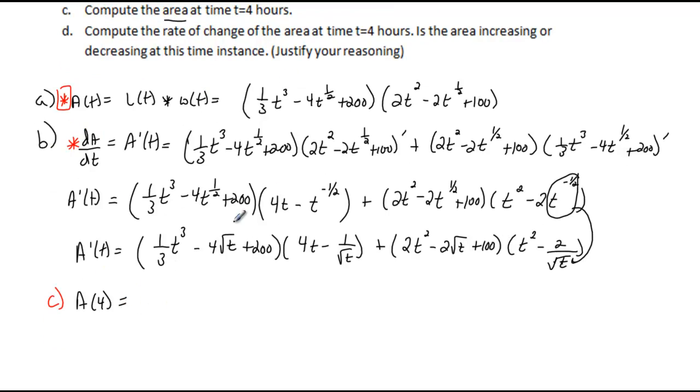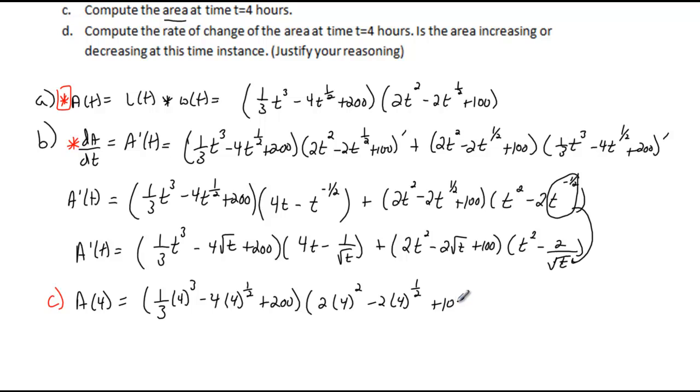So here we're just going to plug it into this first guy. So we're going to have 1/3 times 4 cubed minus 4 times t to the 1/2, which we'll just say is 4 to the 1/2 power. Hopefully we recognize that's the square root of 4, plus 200. Still times 2 times 4 to the 2nd power minus 2 times 4 to the 1/2 power plus 100.